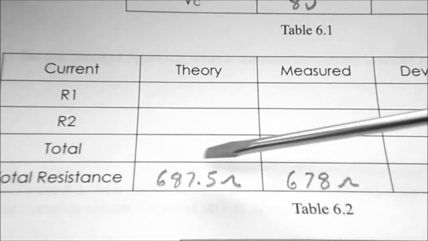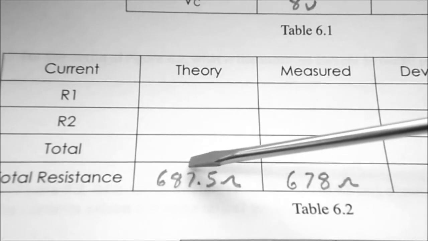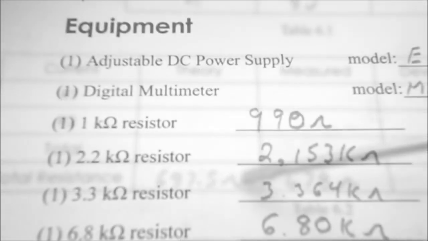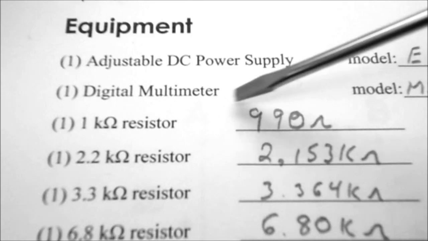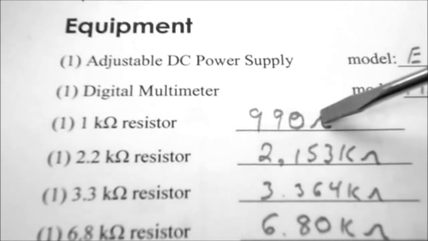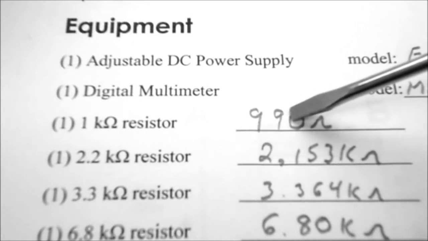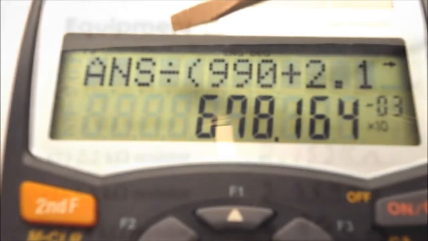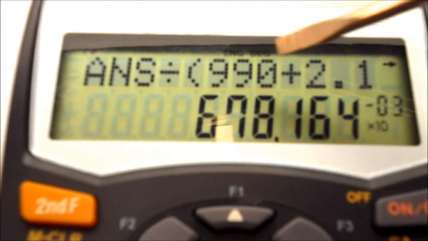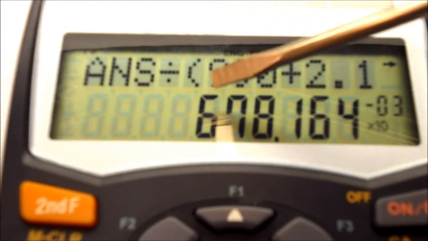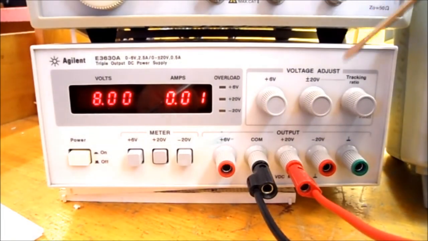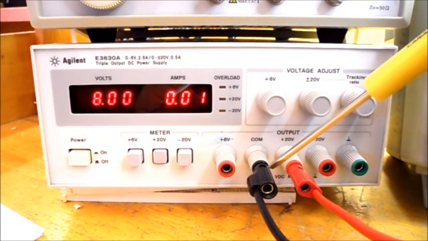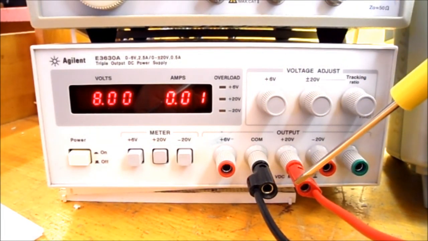Now you'll notice it's just a little bit lower than the theory, but I want you to keep in mind the measured value of our 1K ohm resistor was 990 ohms, so the resistance in parallel has to be less than 990 ohms. And if you do the calculation using the measured resistor values, you can see it does come out to 678 ohms. I've now replaced the ohm meter with the power supply going to my circuit.